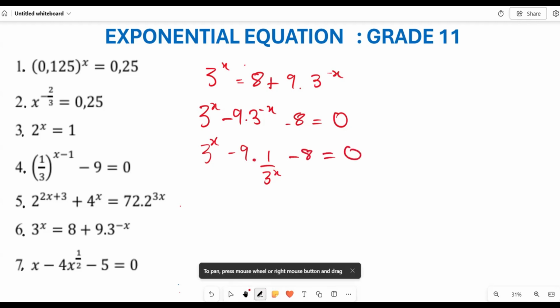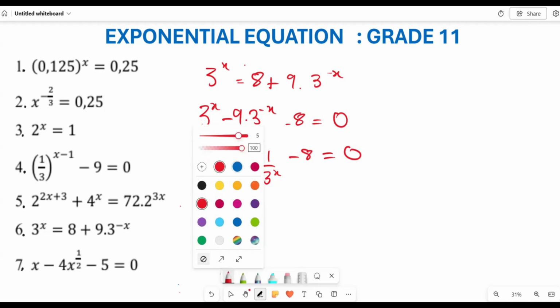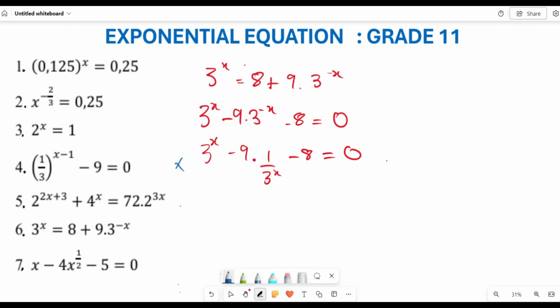Now from here, I am going to multiply the entire expression by 3 to the power of x so that I can get rid of my denominator, right? So this is same as 3 to the power of 2x, remember when I multiply 3 to the power of x by 3 to the power of x, this is 3 to the power of 2x, right? Because when you multiply powers of the same base, you add the exponents. Now this is minus 9 because when you say 1 over 3 to the power of x multiplied by 3 to the power of x, these two are going to cancel each other, right? So this is minus 9, minus 8 times 3 to the power of x equals 0.